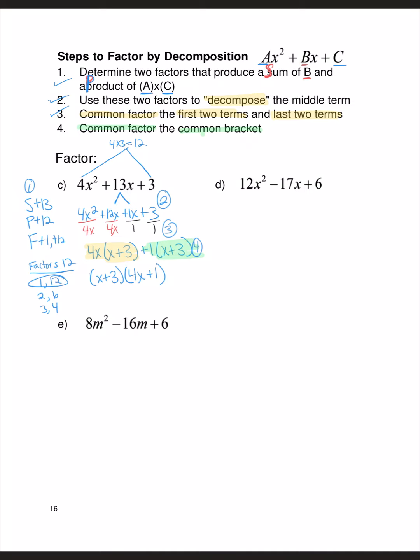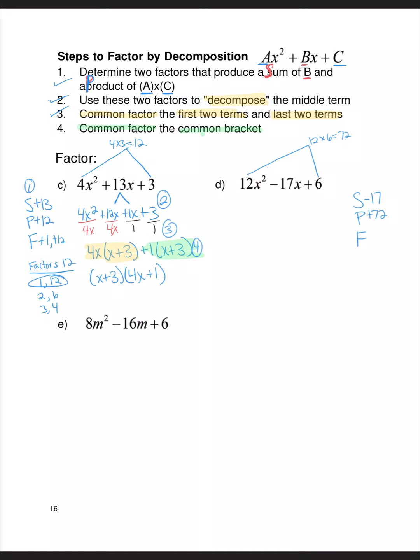Okay, let's try another one together and then you guys can try. All right, so we have 12x squared minus 17x plus 6. So we're going to need two numbers that add to my middle term and multiply to whatever my first and last term multiply to. So 12 times 6 equals a positive 72.